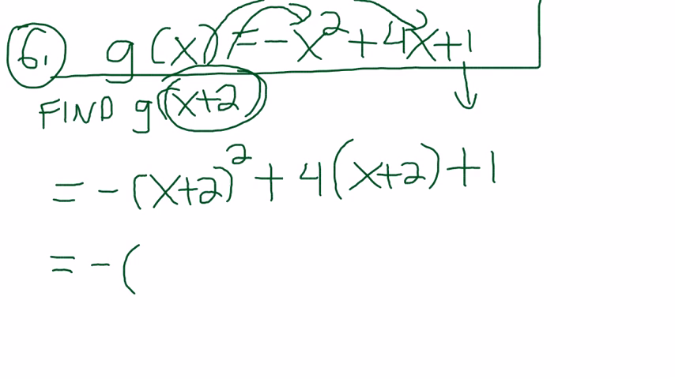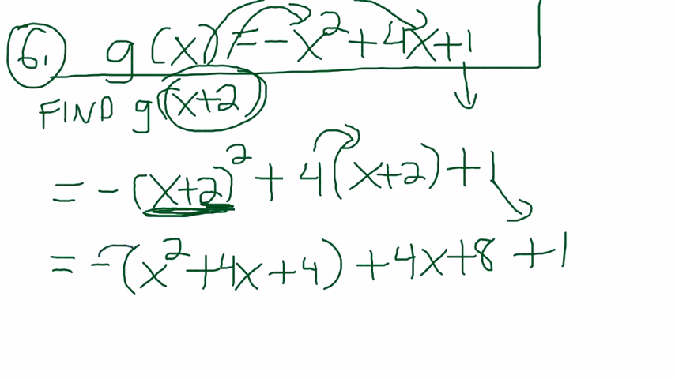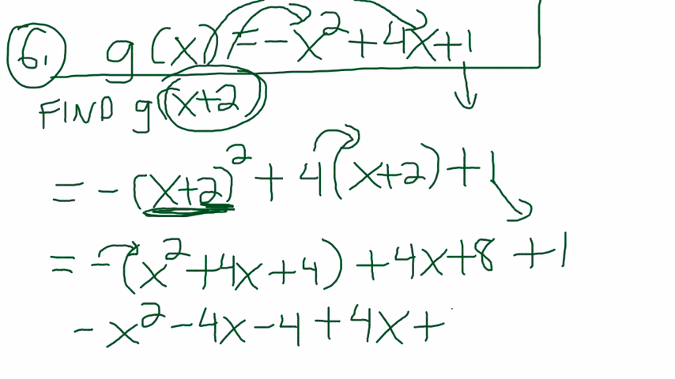Okay, I'll leave the negative on the outside. When you square that x plus 2, you get x squared. Now the product of x and 2 is 2x, so you double it and you get 4x. Remember, that's just adding your outer and inner terms together. And then this 2 squared gives you plus 4. Okay, then when I distribute this 4, we get plus 4x plus 8. And then I just bring down this last one, plus 1. Then to get rid of this parentheses, I distribute this negative to that quadratic trinomial. So we get negative x squared minus 4x minus 4. I bring everything else down, plus 4x plus 8 plus 1.